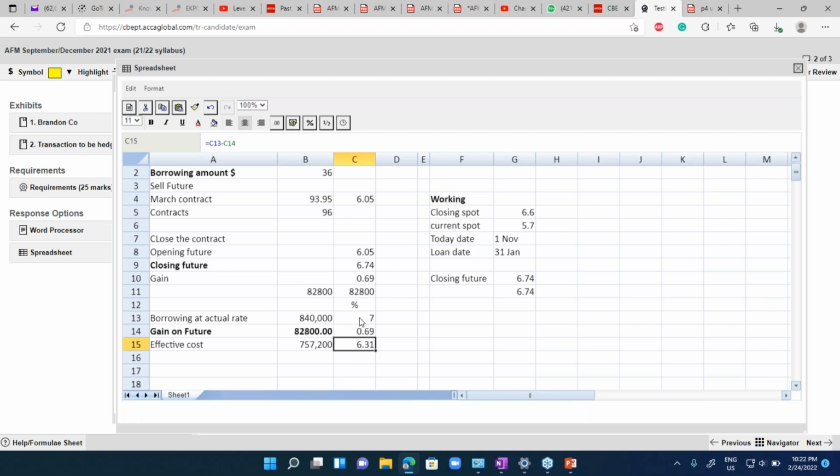And if you convert the 7% into an absolute amount, how will you do it? 36 million into 7% into 4 by 12, where 4 by 12 is the duration of the loan. The 82,800 you have already calculated above, and when you calculate the net of it, 750,200 is the cost of the future. So net cost will be 6.31%.